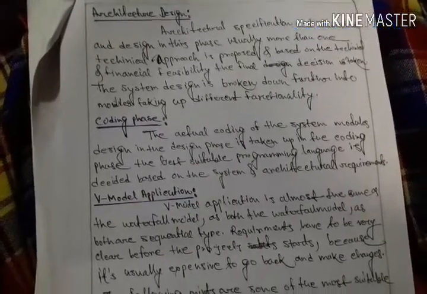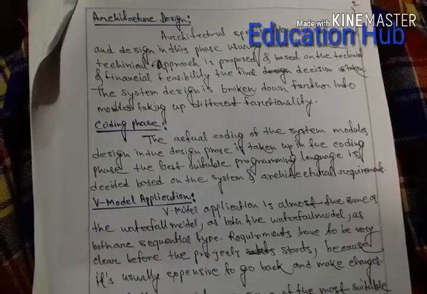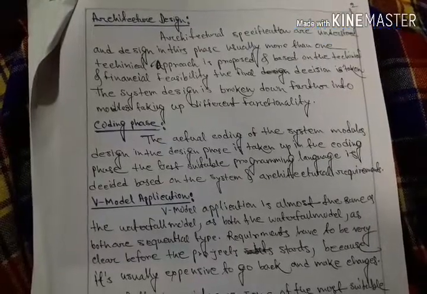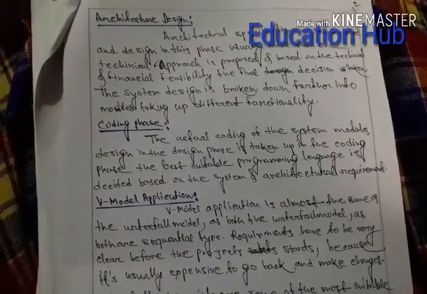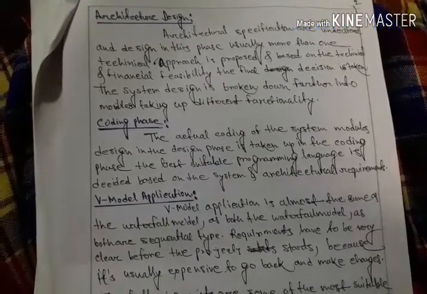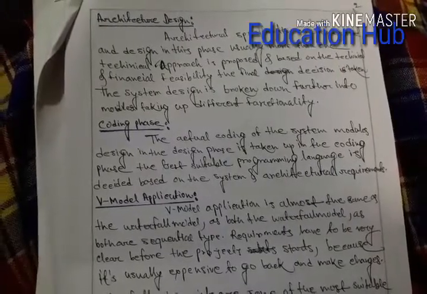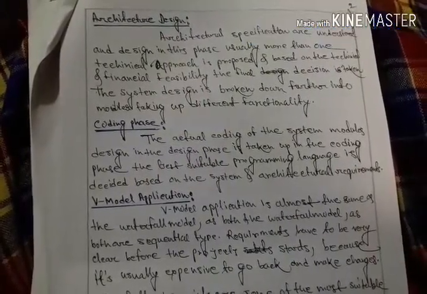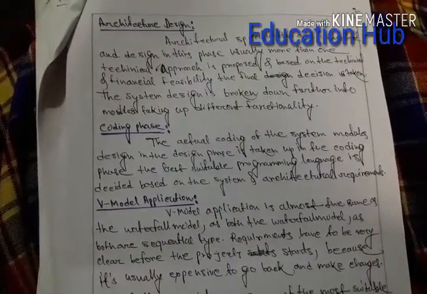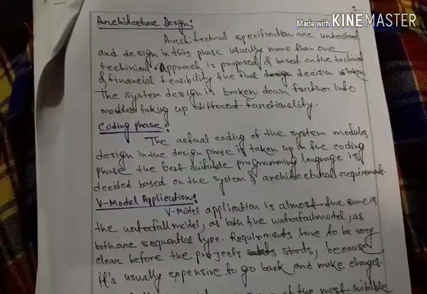Now the next step, which is a very important part, is the coding phase. Actually, whatever the system is designed to be, the total code of the system modules will be written there, using the most suitable programming language according to the system required. These are the different phases of our V model, or verification and validation model.